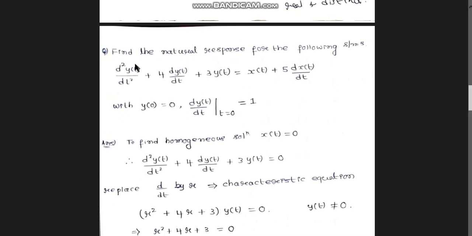Okay, the question will be like this: find the natural response for the following system: d square y of t by dt square plus 4 times dy of t by dt plus 3 y of t is equal to x of t plus 5 times dx of t divided by dt, with the initial conditions y of 0 equal to 0 and dy of t by dt at t equal to 0 is 1. So what does it indicate? It indicates that y of t is 0 at t equal to 0 and dy of t by dt is equal to 1 at t equal to 0.